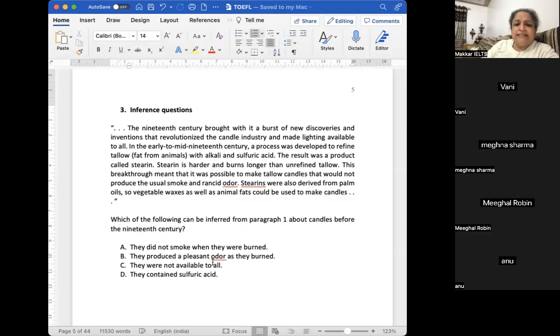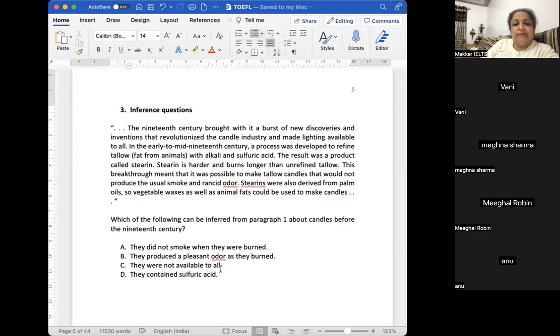They produced a pleasant odor as they burned. Now here it is written that there was a rancid odor. Later the technology came to exclude the rancid odor, or whatever they developed. So they produced a pleasant odor. This is also out, because they did not produce it. There was a rancid odor. Rancid is not pleasant. All right.